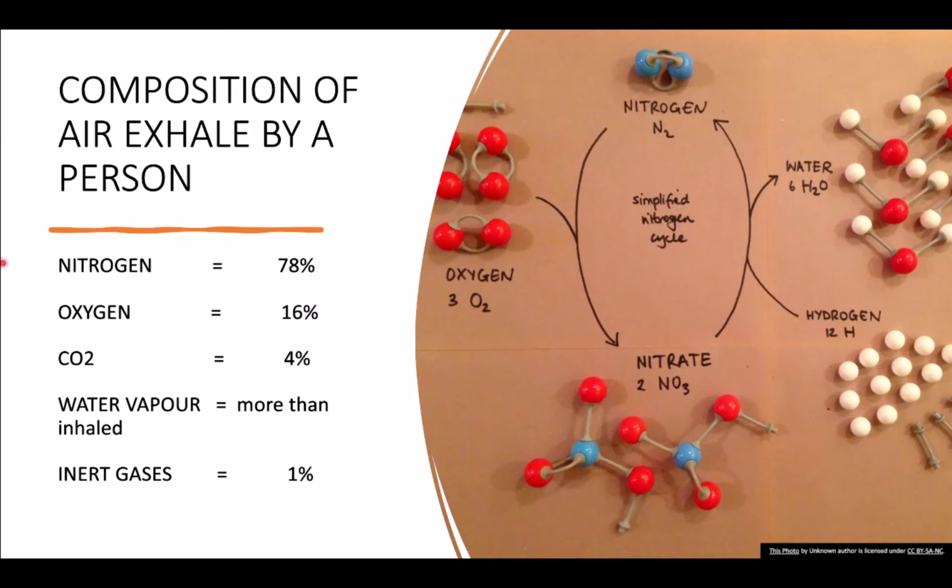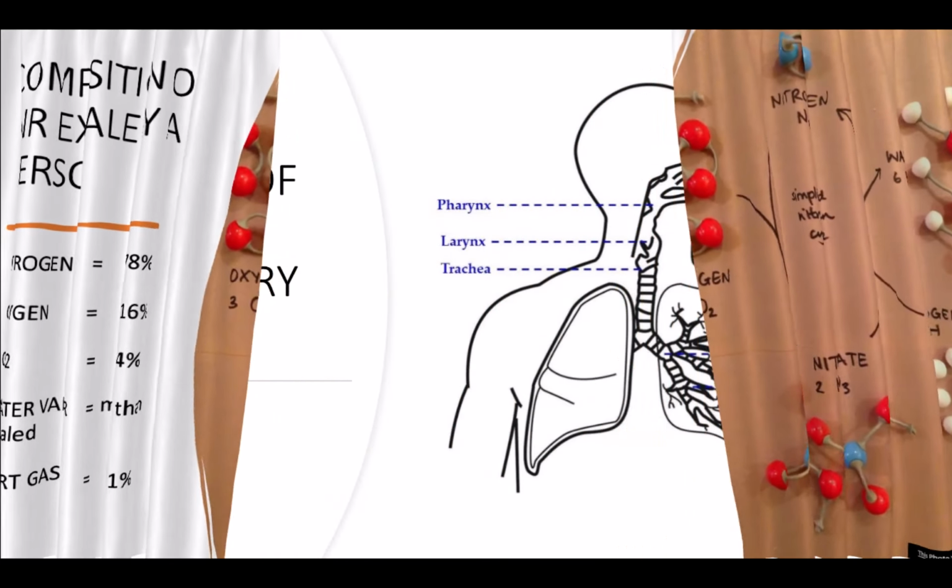Now here is the composition of air which is exhaled by a person. The nitrogen remains the same at 78%. The oxygen is used by the body, so it decreases to 16%. Now here is carbon dioxide, or CO2, which becomes more. In the previous slide, the inhaled air had 0.03%, but now it is 4% because the carbon dioxide increases. Water vapor is more than in inhaled air, and inert gases remain the same at 1%.